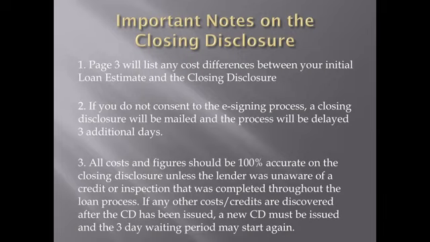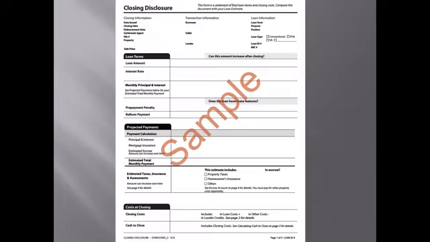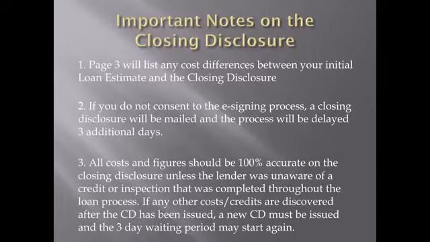Now, page 3 of the closing disclosure is always going to list any cost differences between your initial loan estimate and the closing disclosure. It's not like they say, here's your closing disclosure, now go find your LE and look over it with a fine-tooth comb so you can see any differences. No, they've sectionalized this. So on page 3, you literally can see here was my original LE, here's my CD, and here are the differences. They've made a separate little section for that.